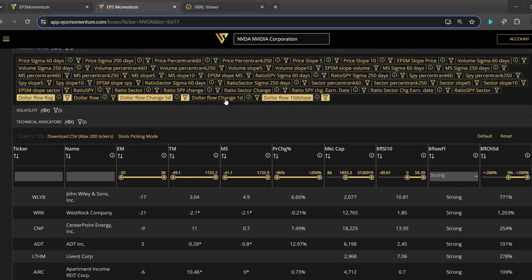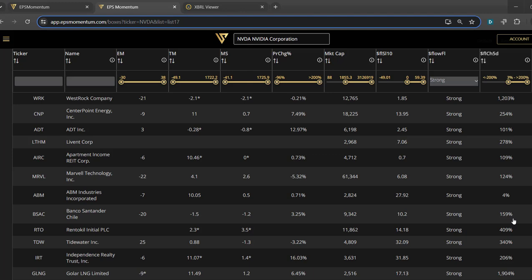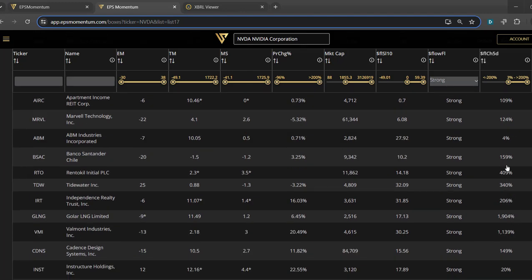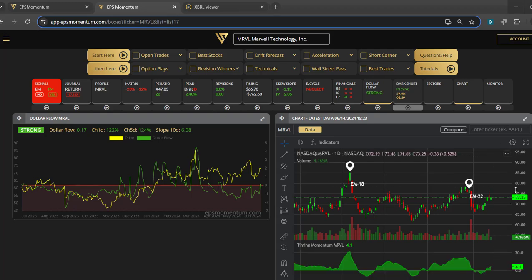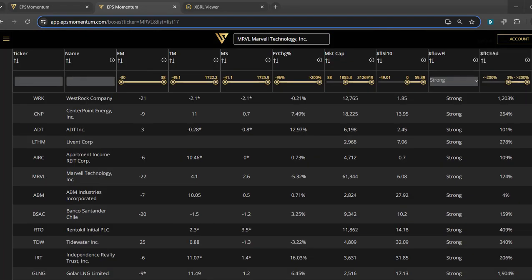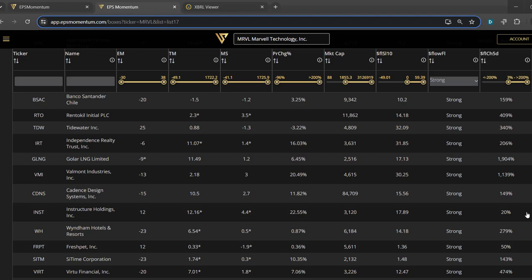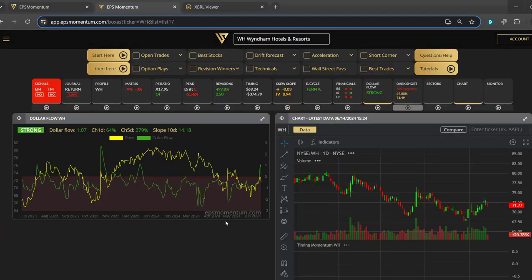You can take your 1 day change or your 5 day change or your 10-day slope and select slopes that are positive, and let's say a 5 day change that is positive as well. So we can click into Marvell, for example, right? And we can click into another one, for example, Wynn Resorts, right?